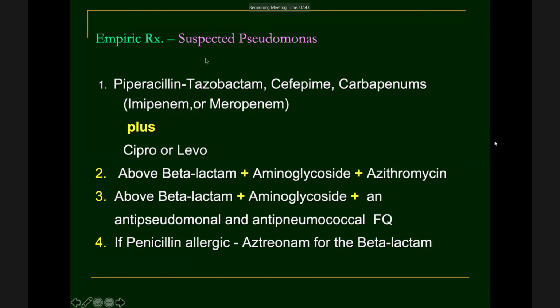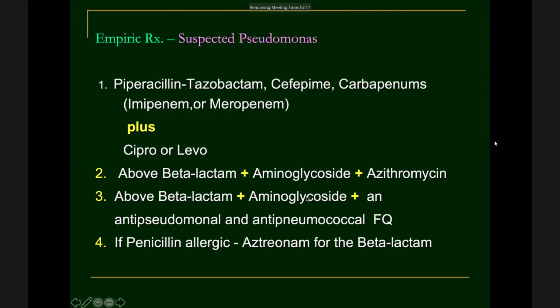Or if we suspect Pseudomonas, just like in our bronchiectasis cases. If the patient has bronchiectasis, a history of previous hospitalization and all these things, then you can use piperacillin-tazobactam, cefepime, or a carbapenem, plus ciprofloxacin or levofloxacin. So that's another thing that you can use. And the above beta-lactam plus aminoglycoside plus azithromycin is something you can use.